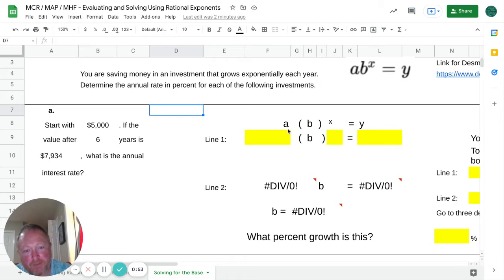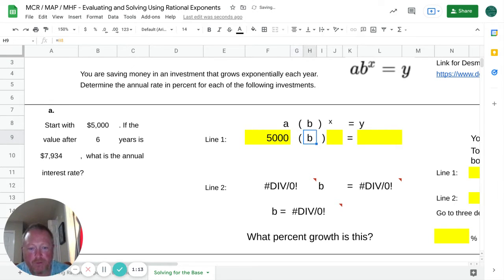We know the form of an exponential equation: a times b to the x. a is the initial value, in this case the y-intercept. b is the repeated multiplier, or the base, and x is the number of times something's been multiplied. So this is fairly straightforward. Start with $5,000.